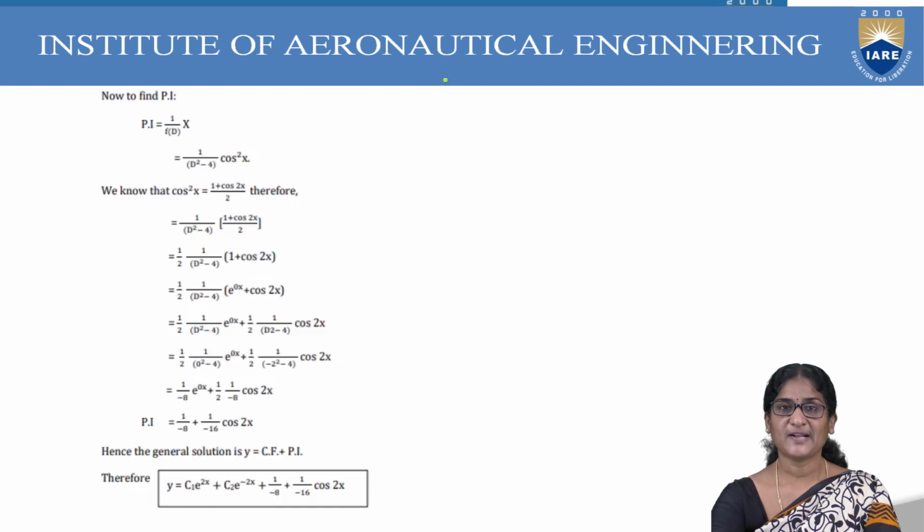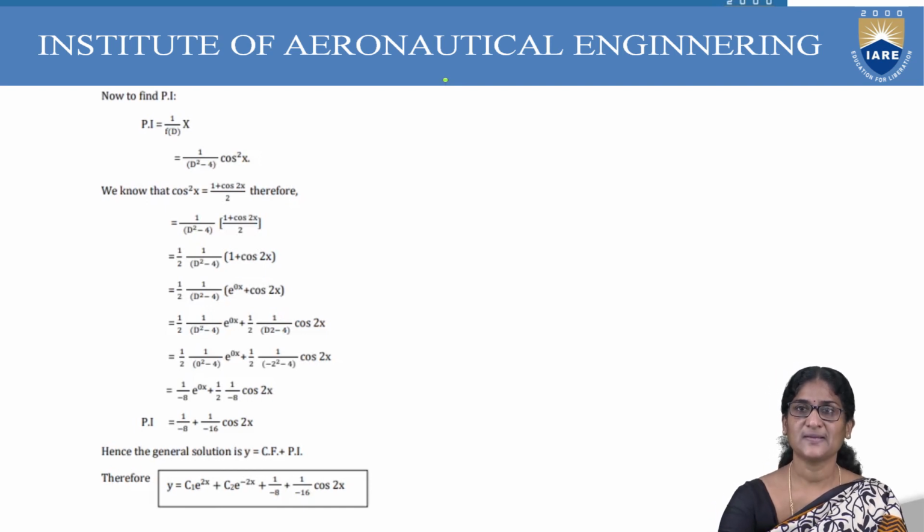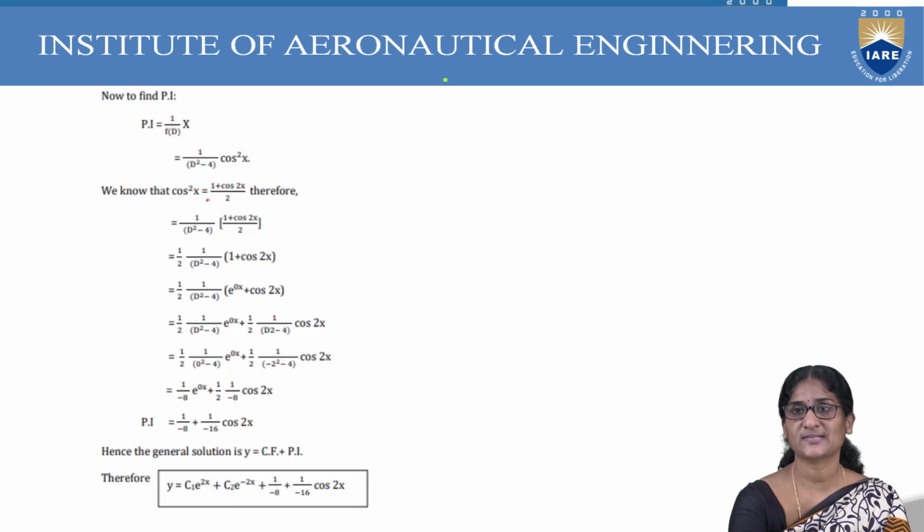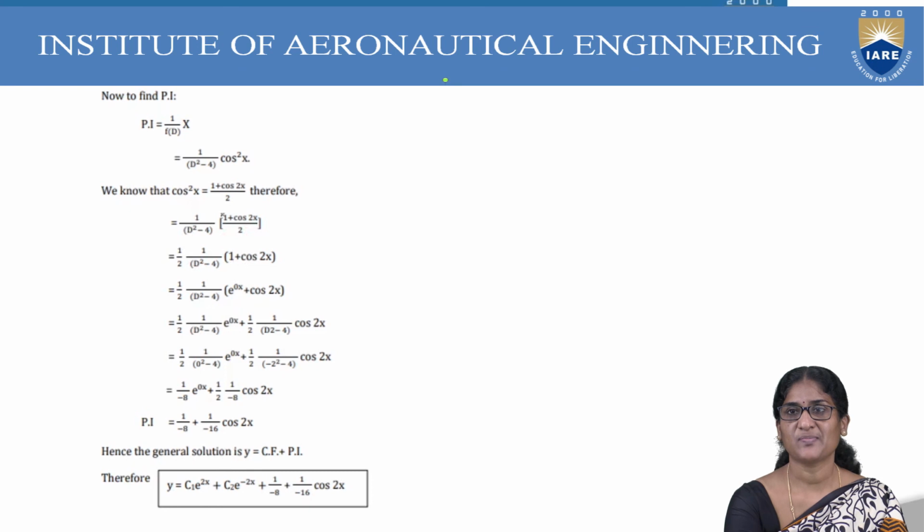What is the formula for particular integral? Particular integral is 1 by f of d into x, which is equal to 1 by d square minus 4 into cos square x. For cos square, we have a formula, 1 plus cos 2x by 2. So, 1 by d square minus 4 into 1 plus cos 2x by 2. This can be written as 1 by 2, you take it outside. So 1 by 2, 1 by d square minus 4 into 1 plus cos 2x.